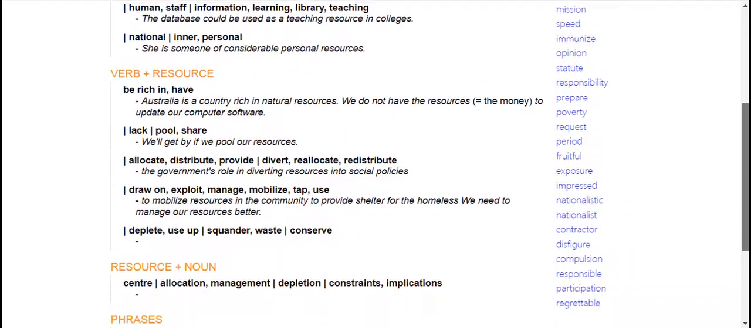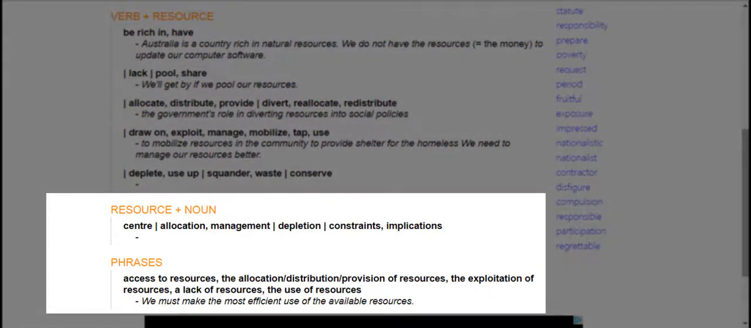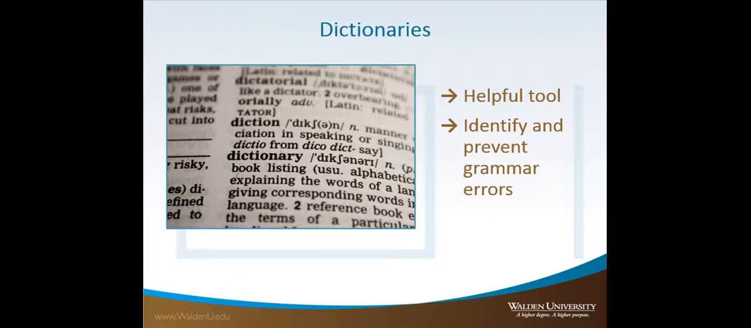Another category is verbs used with resource. I see verbs like to be rich in resources or to lack resources. The additional categories let me know more about how the word resource is typically used with other words, including common phrases. This information can help writers choose phrasing that seems natural to a reader. Dictionaries can be a useful tool to identify and prevent grammar errors in academic writing.